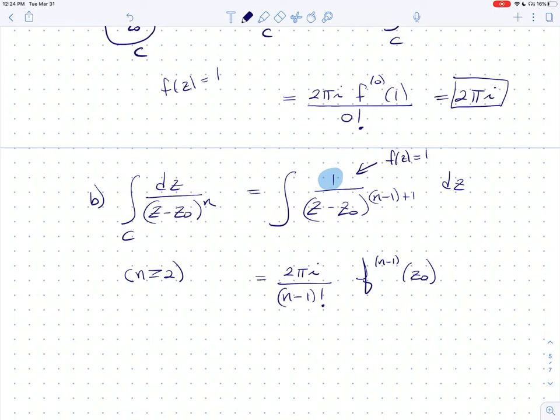And so the point is, n minus 1, the n is at least 2. So we're taking at least the first derivative. So we're guaranteed that this guy is just 0. So the point is, the whole thing is 0.